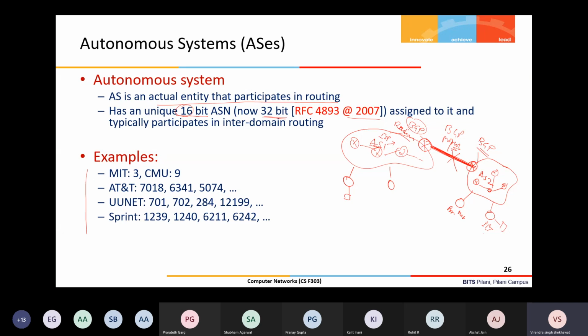These are examples of some tier 1 ISPs: MIT, CMU, AT&T, UUNet and Sprint. Mostly these tier 1 ISPs are situated in North America, primarily in the US, most of them.